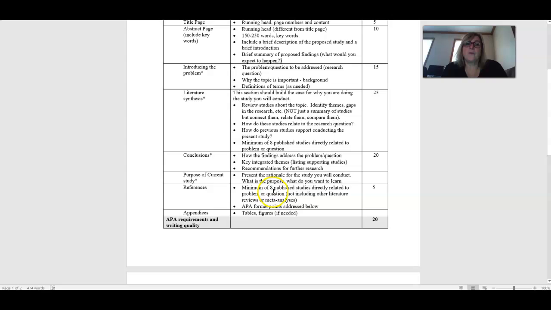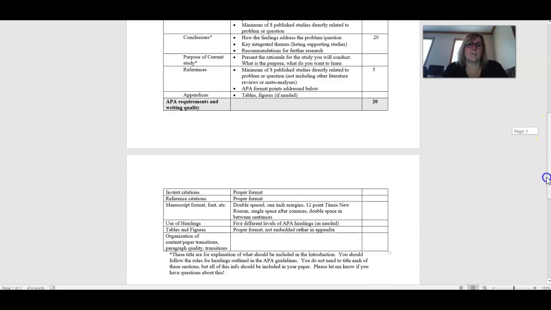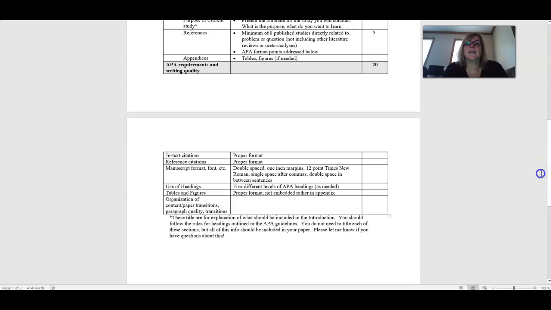You'll also include a reference list, and then any tables and figures. I don't think you would have any tables and figures, but if you do, they go after your references in your paper. And then in addition to the actual paper, of course, I'll be looking at your APA style and writing, and so you can see what I'll specifically be looking for there. So that is your paper.